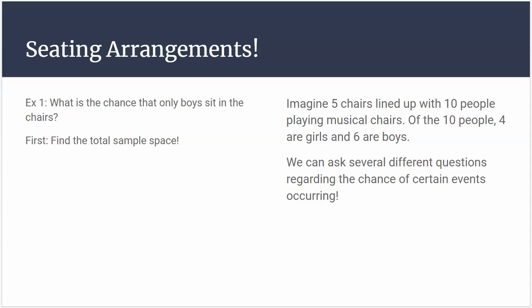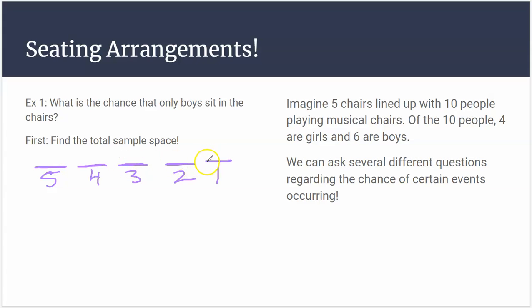Well, first, we need to find how many ways this can be organized in the first place. How many ways can it be organized? Now, when you're talking about boys versus girls here, order doesn't really matter. So we have 10 people and 5 chairs. So we have 5, 4, 3, 2, 1 as our chair slots, right?